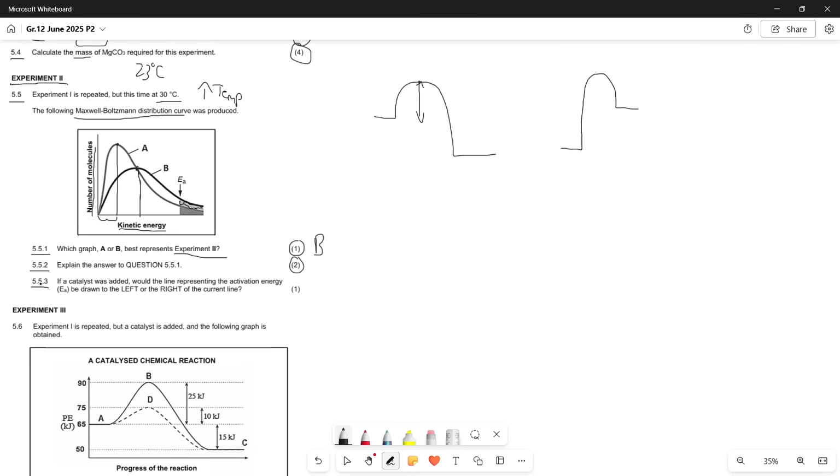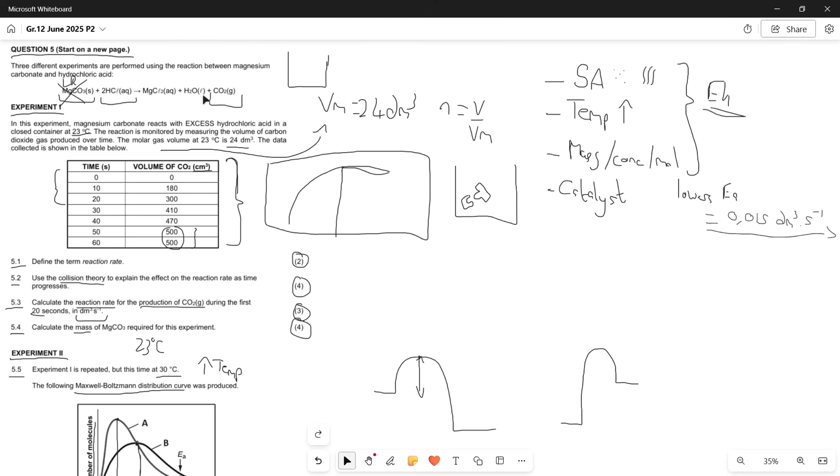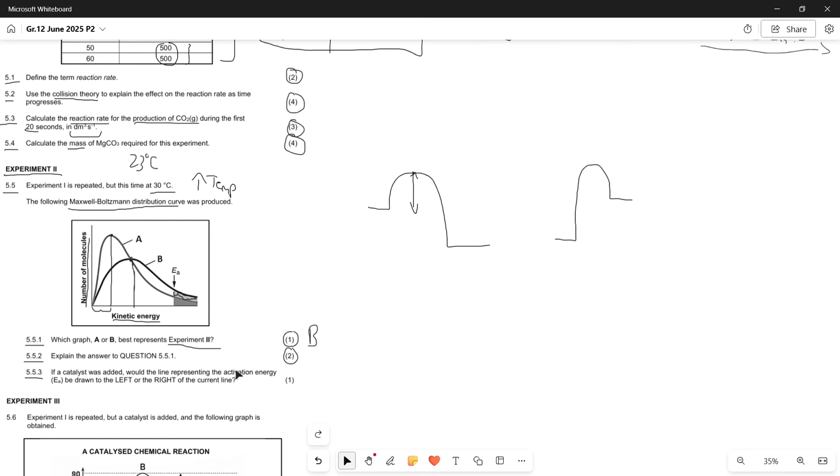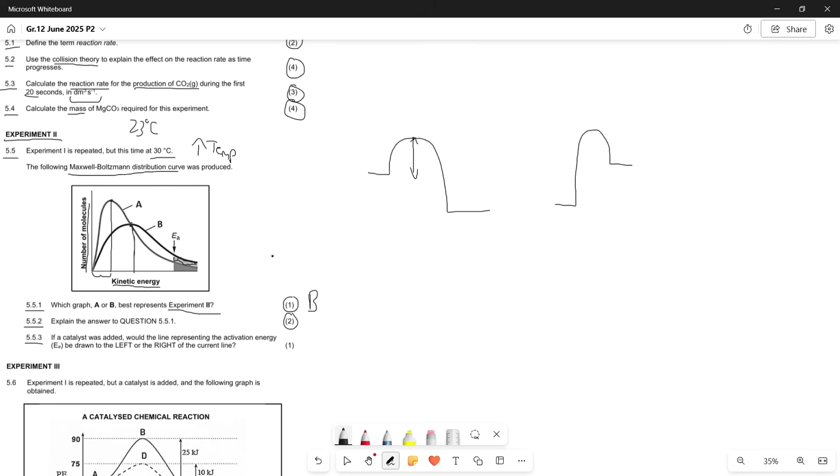And then question 5.5.3 says if a catalyst was added, would the line representing the activation energy, EA, be drawn to the left or the right of the current line? So are we drawing something here or are we doing something here? If we have a catalyst, will we have fewer or more products being formed from our reactants? In terms of kinetic energy, it isn't changing where the peak occurs. That has to do with temperature in this example, but it does shift our line to the left over here because it lowers the activation energy, which means that more particles, based on our last answer, will have a greater kinetic energy than the activation energy, so all we have to write here is left.